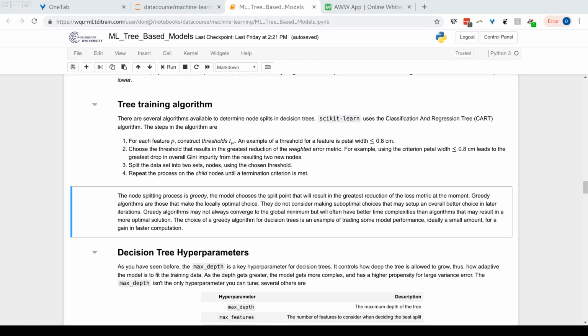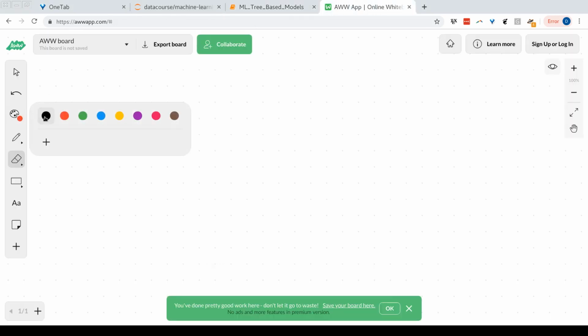Now we know what metrics are going to use to say one split point is better than the other, but how is it deciding all the questions, all the potential questions to ask? For each feature P, it's going to construct a threshold. So let's go ahead and examine that. Let's go ahead and visualize it. So for each question, for each feature, it's going to go ahead and draw a line.